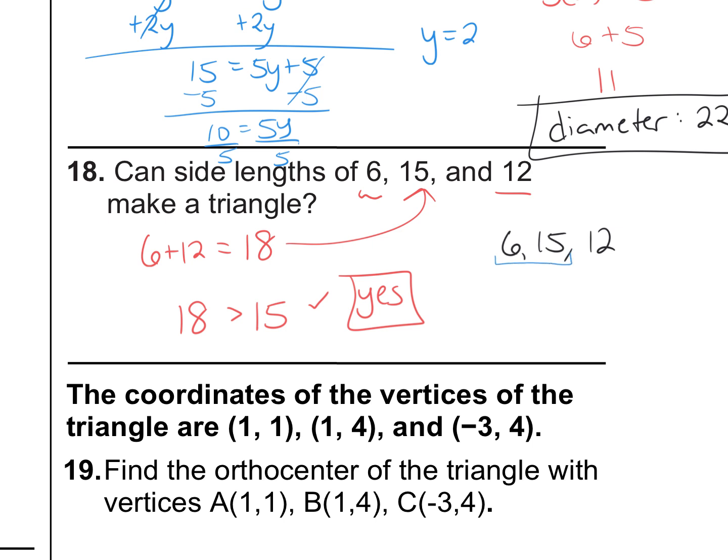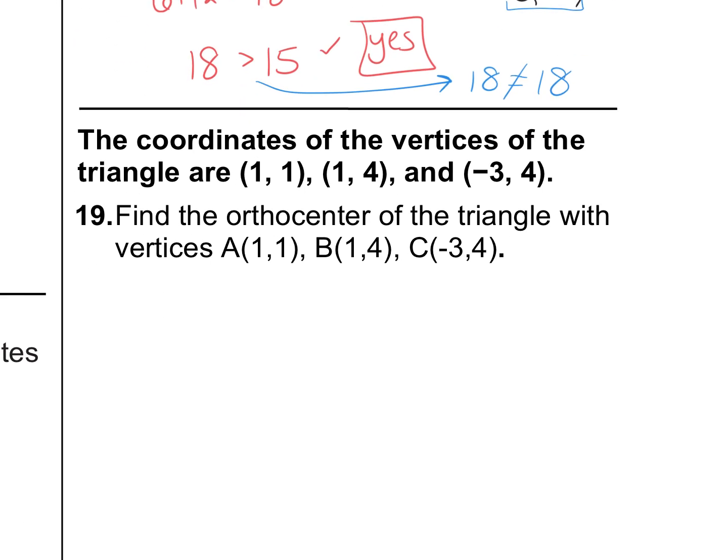You can do that, but are you guaranteed the right answer? No, not always. Another thing I want to talk about. If I had 18 and 18 here, can that make a triangle? No, because it has to be greater than. It cannot be equal to. So that would not work. Has to be greater than. Okay, looking at number 19.